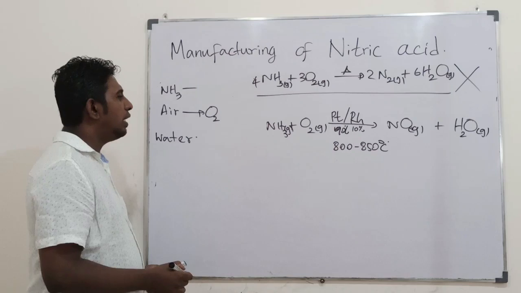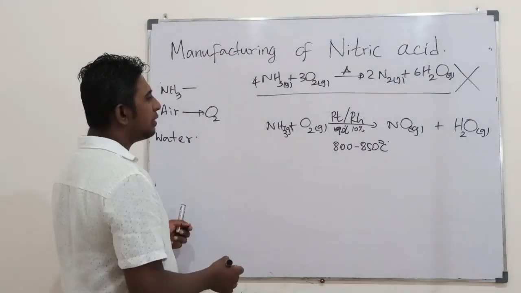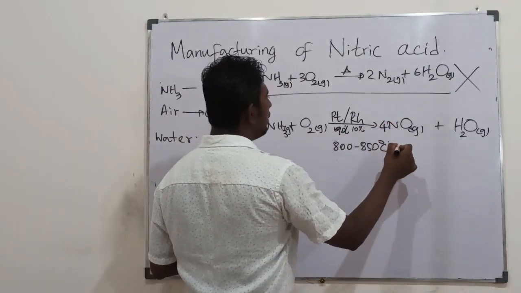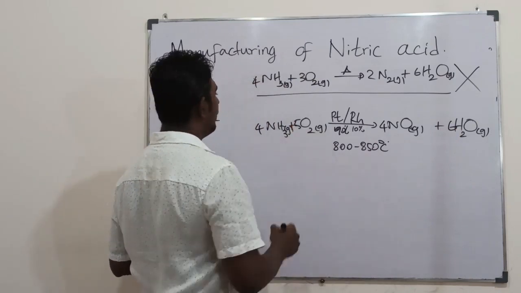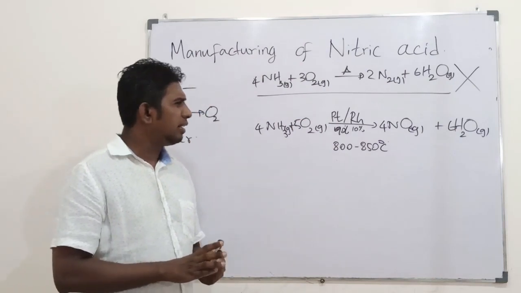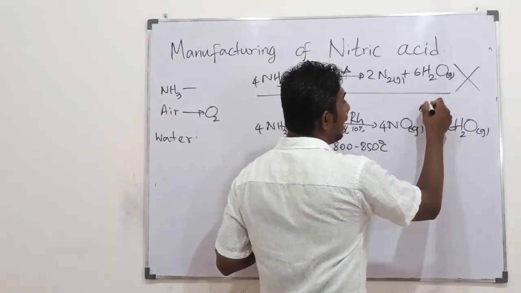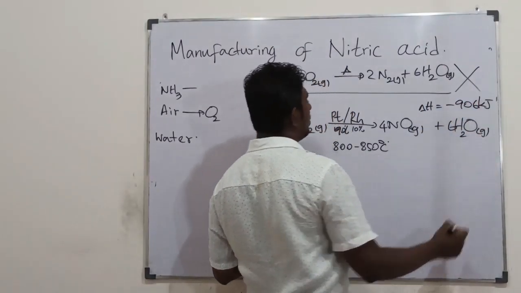Okay. Then students, when you balance this reaction, you could find 4 of this being used, 6 of this, then 5 of this in the balanced chemical equation. So it's a highly exothermic reaction. Its enthalpy change is around minus 906 kilojoules.